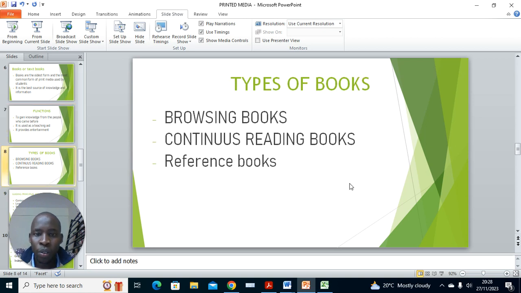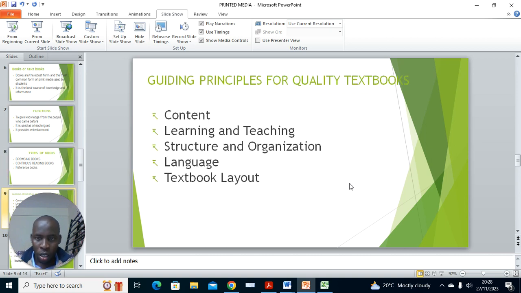We have various types of books. One, we have browsing books. We have what we call continuous books, or reading books, and reference books. You need to go to your Google browser and try to differentiate between the browsing books, continuous books, and reference books, and make notes on those types of textbooks.